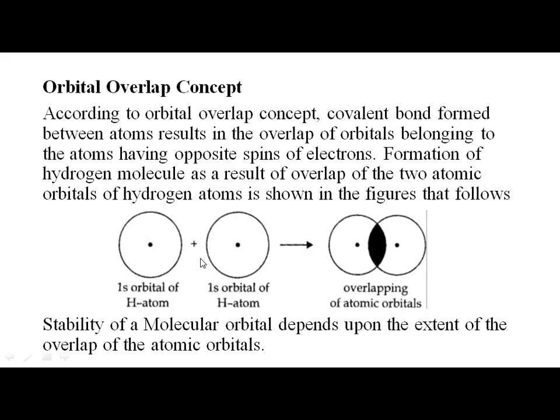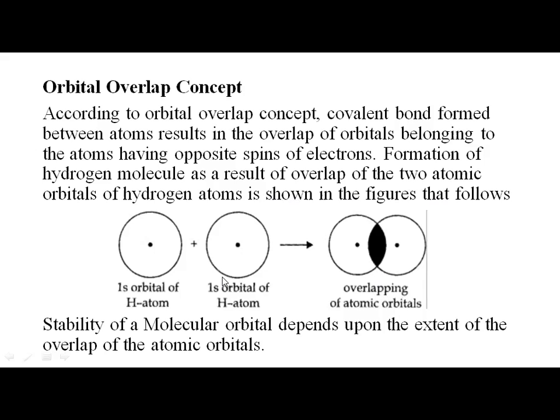See, it is shown here. A hydrogen atom has one electron, and this other hydrogen also has one electron, in the 1s orbital of each atom. When they approach together, there will be overlapping of the atomic orbitals. When overlapping takes place, the electrons of both hydrogen atoms are unpaired, so they will pair. The formation of a hydrogen molecule as a result of overlap of two atomic orbitals of hydrogen is shown here.